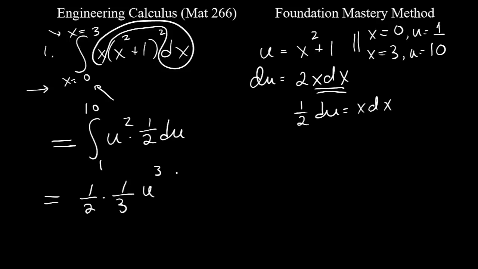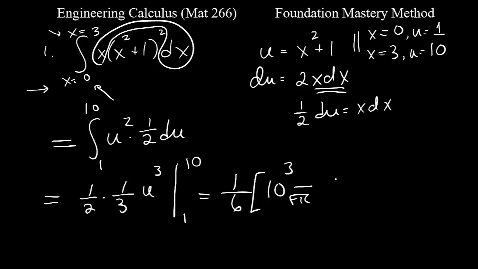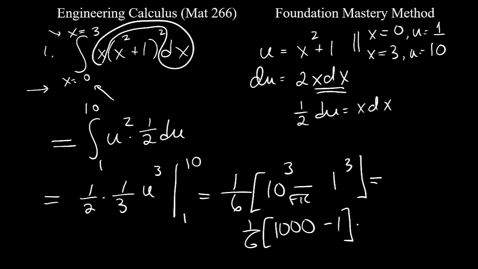u cubed. And now, because we have u limits of integration, we do not do the back substitution. We simply use the new u limits, and applying the Fundamental Theorem of Calculus here, we'll have 1/6 times 10 cubed minus 1 cubed. So 1/6 times 1,000 minus 1, or 999/6.